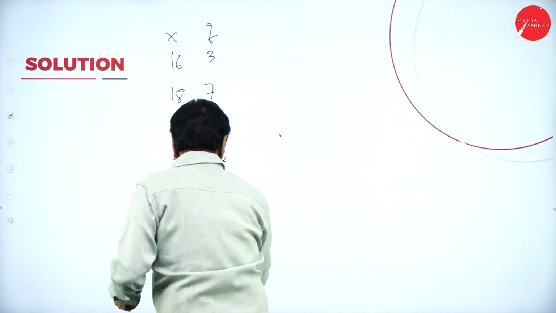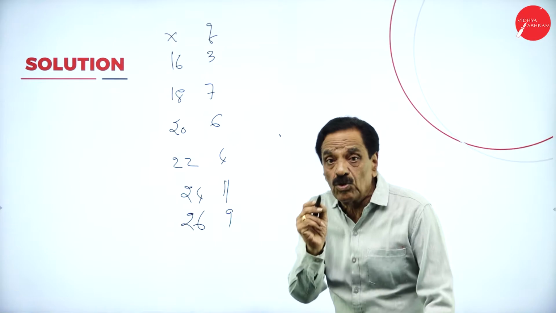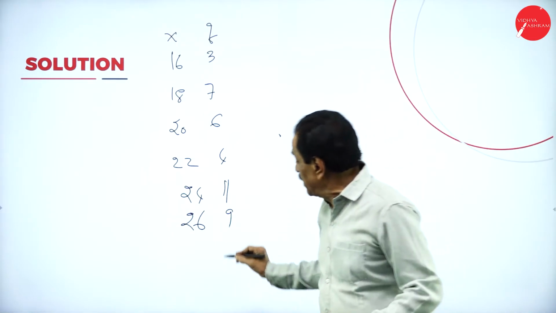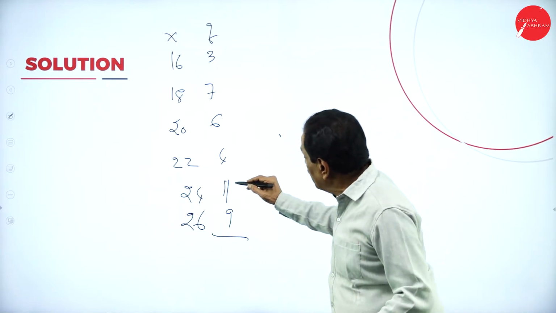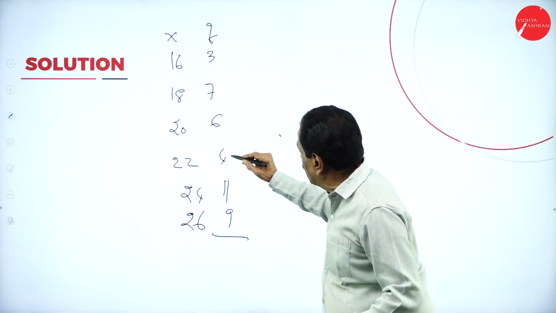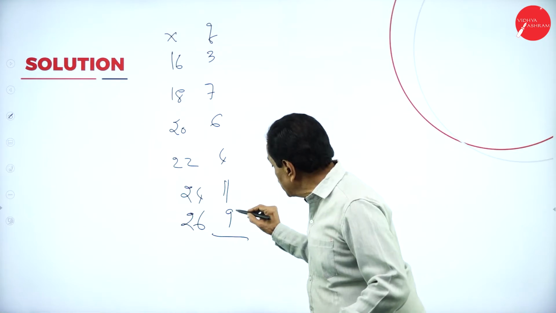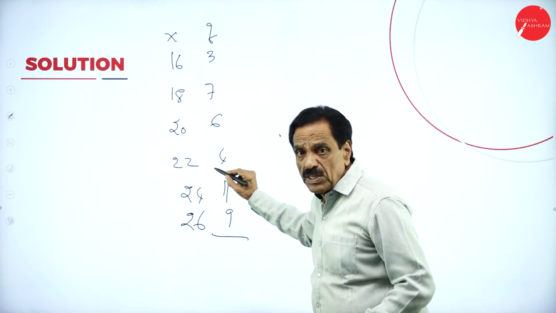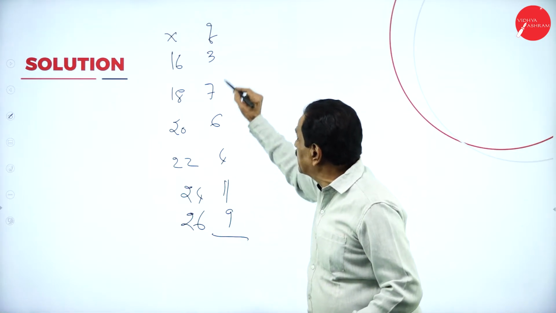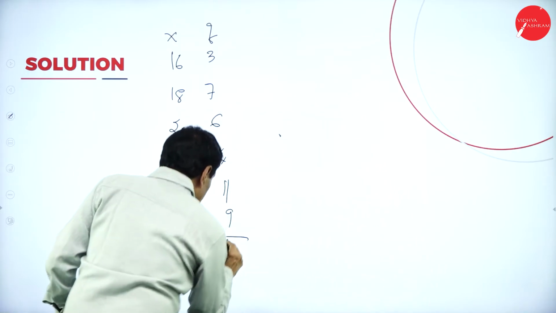What is the first step I told you? Add the frequency. 3 plus 7 is 10, 16, 20, 31, 40. I will repeat. 3 plus 7 is 10, plus 6 is 16, plus 4 is 20, plus 11 is 31, plus 9 is 40. So n is equal to 40.